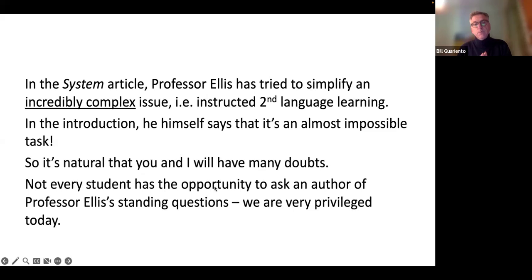In the System article, Rod has tried to simplify what is an incredibly complex issue, that is instructed second language learning. And in the introduction, Rod himself says that it's an almost impossible task, okay? So it's natural that you and I will have many doubts, because even the experts have doubts. And not every student will have the opportunity to ask an author of Rod's standing questions. So as many people have already said, we're very privileged that Rod has offered his time to help us today.